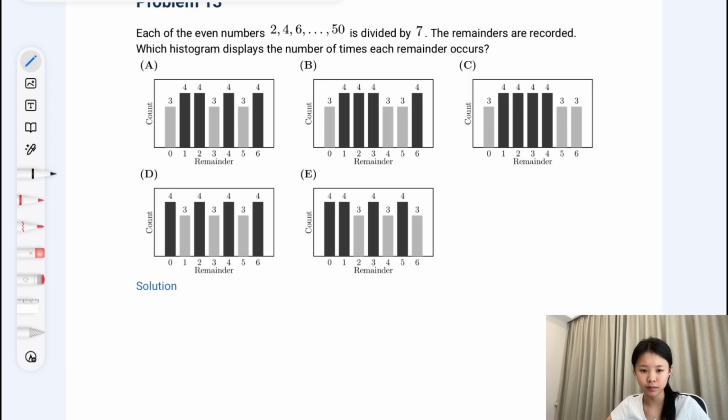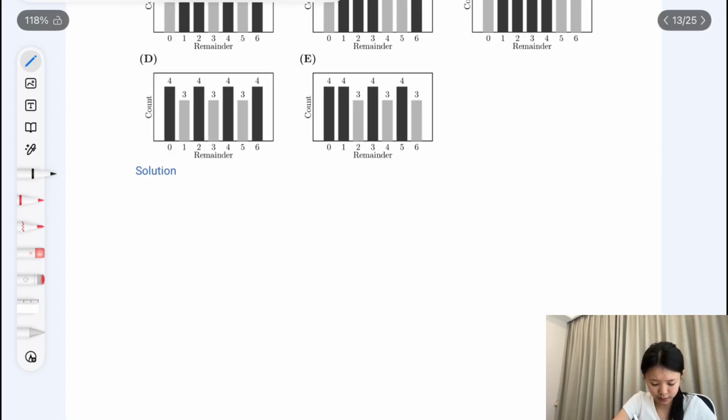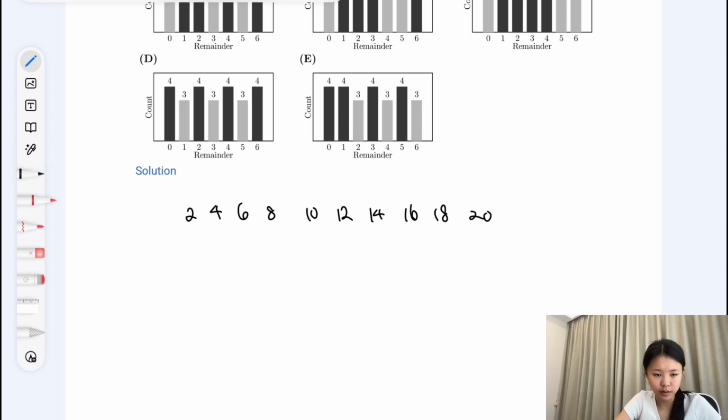going to be cyclical. So if we can find how long each cycle is, then we can find out how many sets of these cycles there are across from 2 to 50, and that will allow us to calculate the number of times that every remainder occurs. So what we do here is we can write this out: 2, 4, 6, 8, 10, 12, 14, 16, 18, and then 20. Then write out the remainder below, remainder of 7.